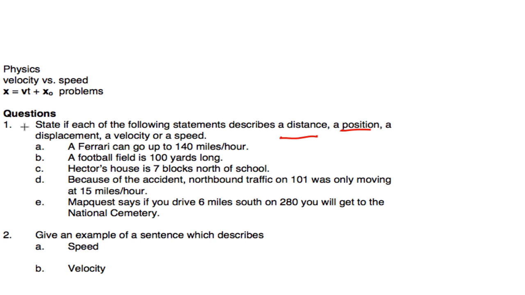Distance, position, displacement, velocity. Now let's just kind of distinguish a couple things here. First, distance and speed. Okay, these two guys, they don't have direction. So they're scalars. The rest of these are vectors. So when we say a Ferrari can go 140 miles an hour, we're talking about a speed. When we say a football field is 100 miles long, that's distance. And I saw most people get this.